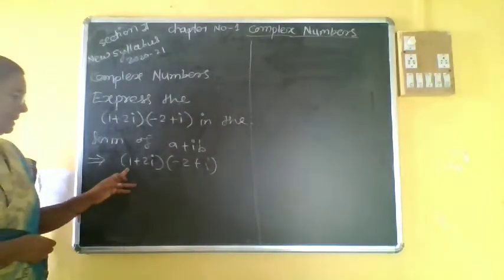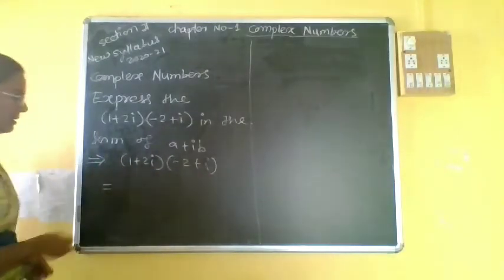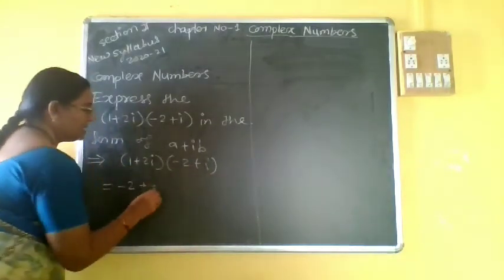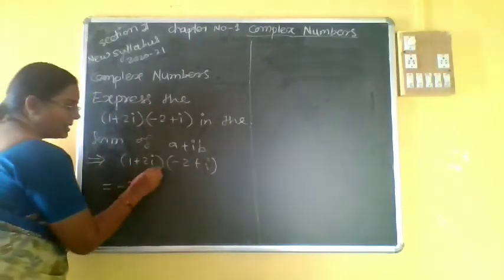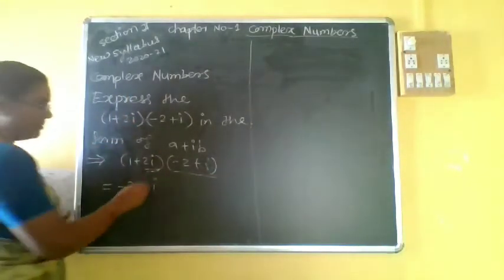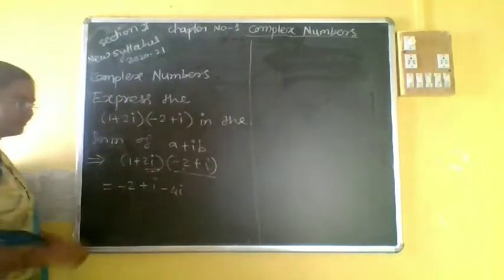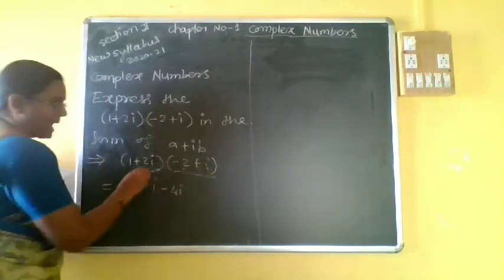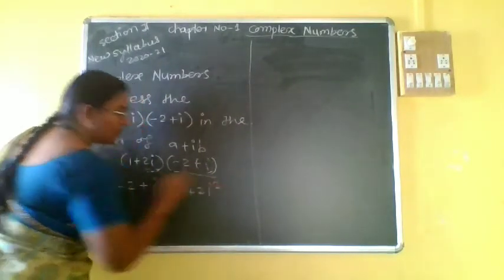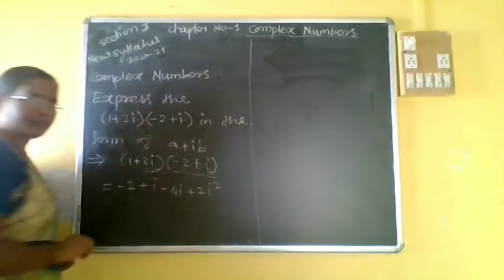Let us multiply 1 with the bracket. 1 into -2 becomes -2, plus 1 into i is i. Next, multiply +2i with the bracket. 2i into -2 is -4i. 2i into i is +2i². This is the multiplication of these two brackets.